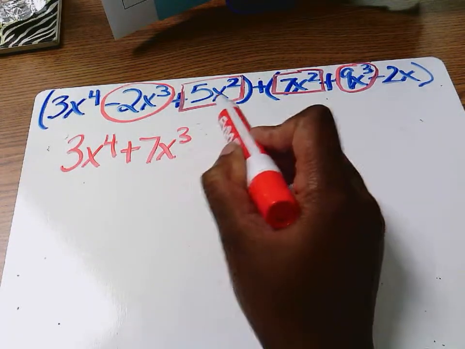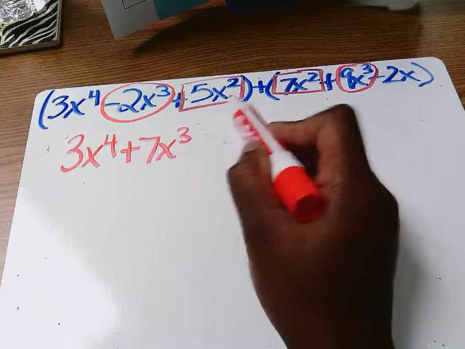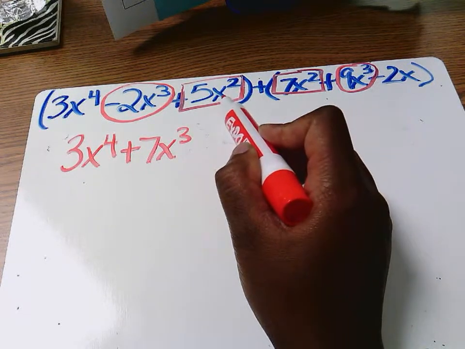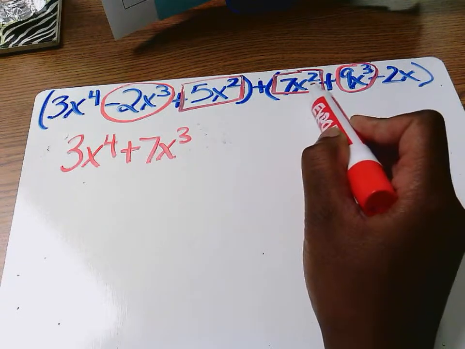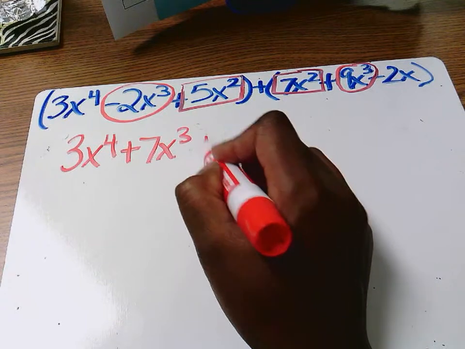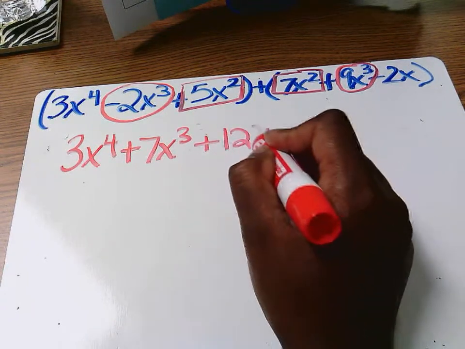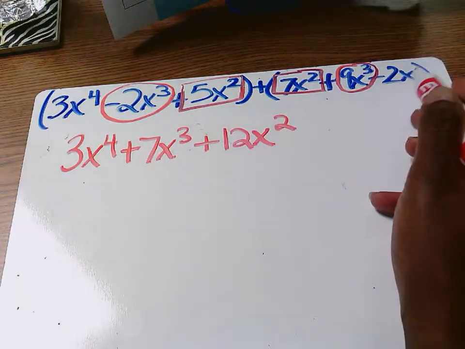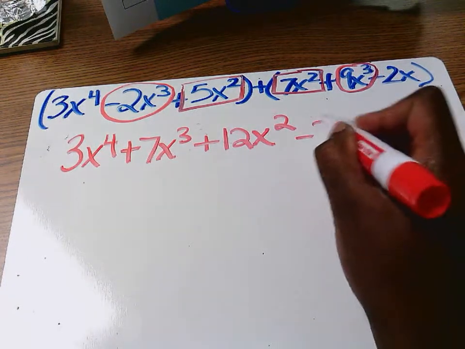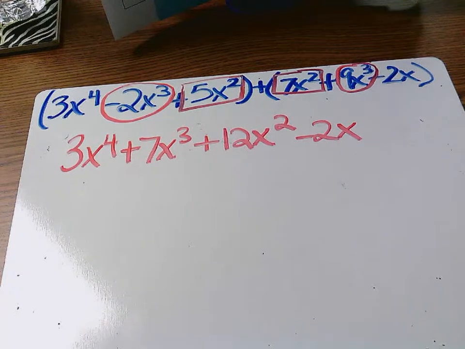Do I have another x squared term? Yes, I do. As you can see indicated in my rectangles, I have 5x squared plus 7x squared, and that would give me 12x squared. Do I have another x to the first? No, I do not. So I will just bring that on down.